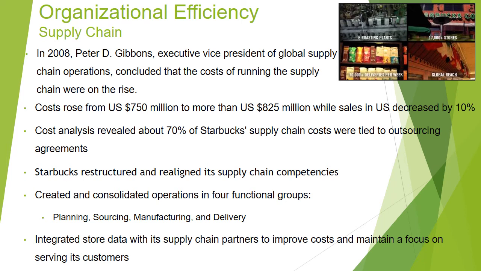They restructured and realigned its supply chain competencies. It created and consolidated operations in 4 functional groups: planning, sourcing, manufacturing, and delivering. They also integrated a lot of the store information, such as SKUs and product information, with its supply chain partners to improve the cost as well as maintain focus on serving its customers.